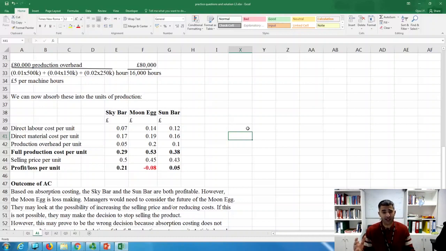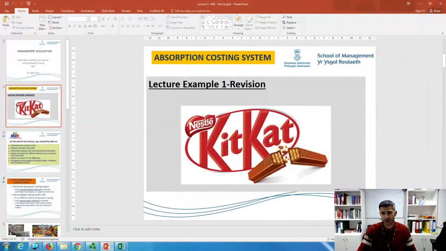Right. So again, guys, this is a traditional costing technique, how we calculate the cost per unit using the traditional absorption costing technique, using labor hours or machine hours. And this is the way we do it. Hopefully it's clear and it's straightforward really. Now, what we need to do right now, we need to jump into ABC.